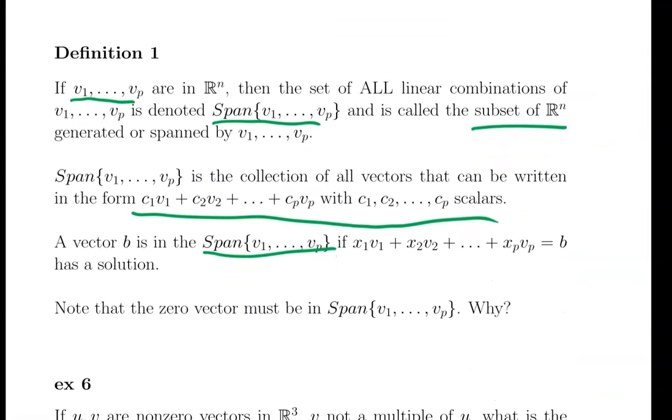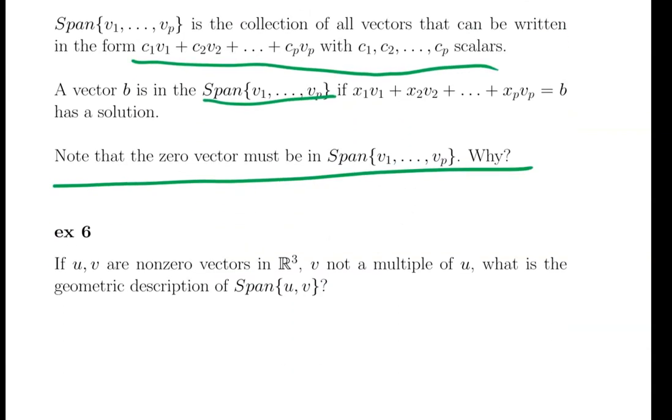Of course, the zero vector has to be in the span, right? Because if you can choose any scalars you want, and you make them all zero, guess what you get? Zero. The zero vector is always in there. Span is never empty. It may have only the zero vector, but it's got at least a zero vector.